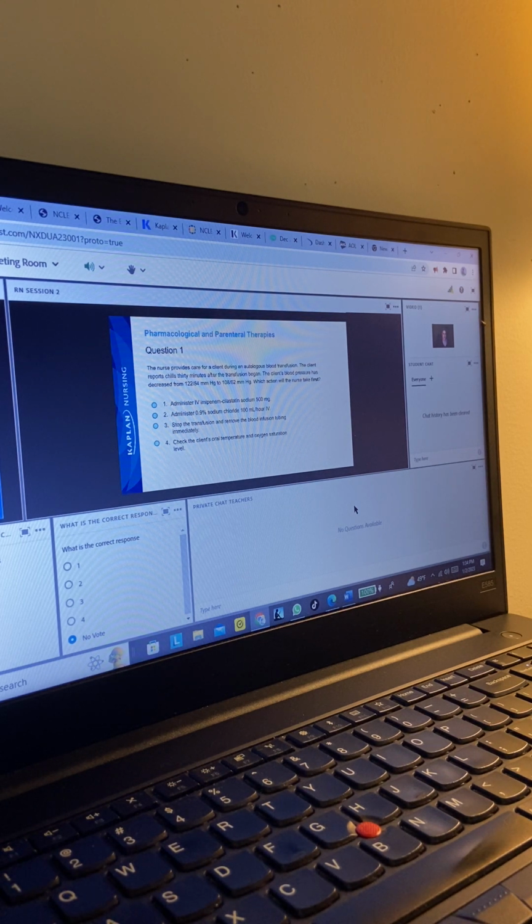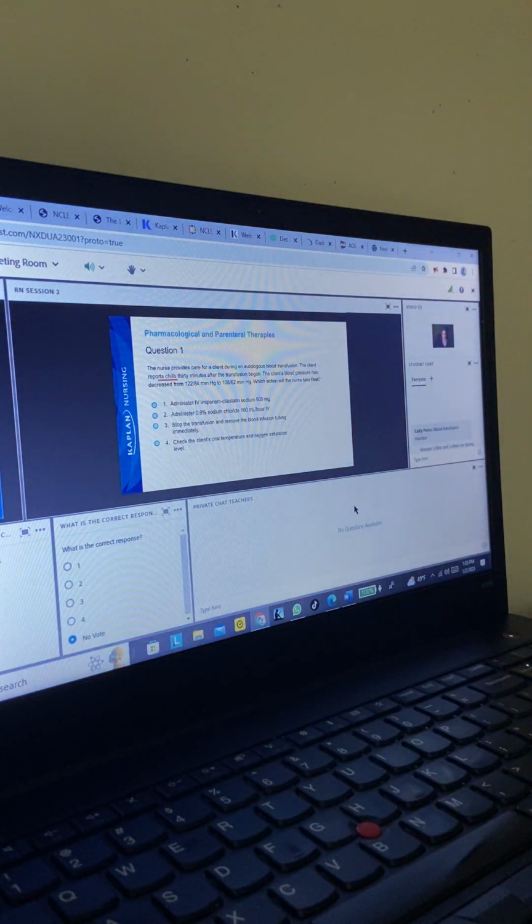The nurse provides care for a client during an autologous blood transfusion. The client reports chills 30 minutes after the transfusion began. The client's blood pressure has decreased from 122 to 108. Which action will the nurse take first? First action means priority. Priority with a blood transfusion reaction. Good. And it is an autologous transfusion.